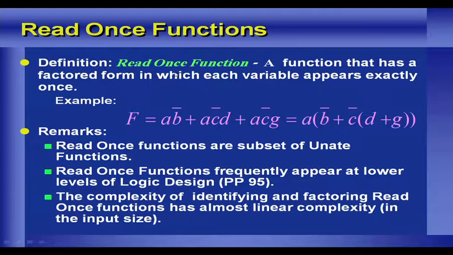So, you know what a read once function is. It is a function where I can factor it so that every element appears exactly once. Here I put in negation, but you notice that C is always negative, B is always negative. And we recall that read once functions are a subset of unate functions. They frequently appear at low levels of logic design, which is a claim from the paper by Peer and Pinter, where they tested a whole library of functions and found that most of them seem to be of that form.